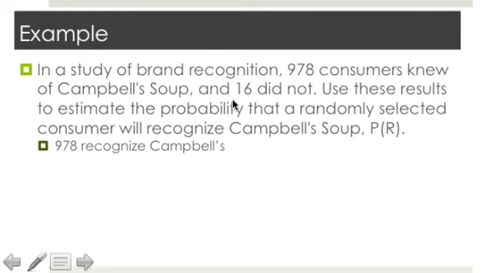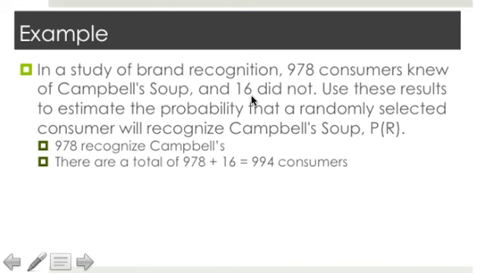However, we also have 16 that did not know about Campbell's soup. And that therefore gives us a total of 994 consumers. We get that from adding these two numbers here together, 978 and 16. Therefore, the probability of somebody recognizing Campbell's soup would be the total number of times that that event can happen divided by the total number of occurrences or trials, or 0.984.